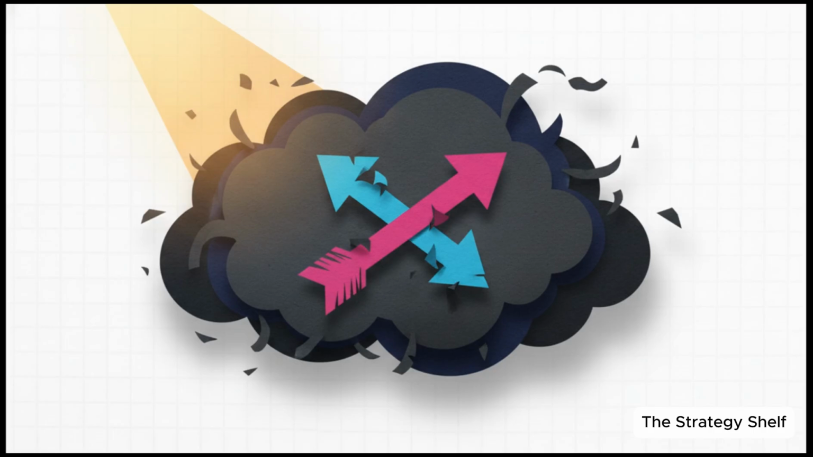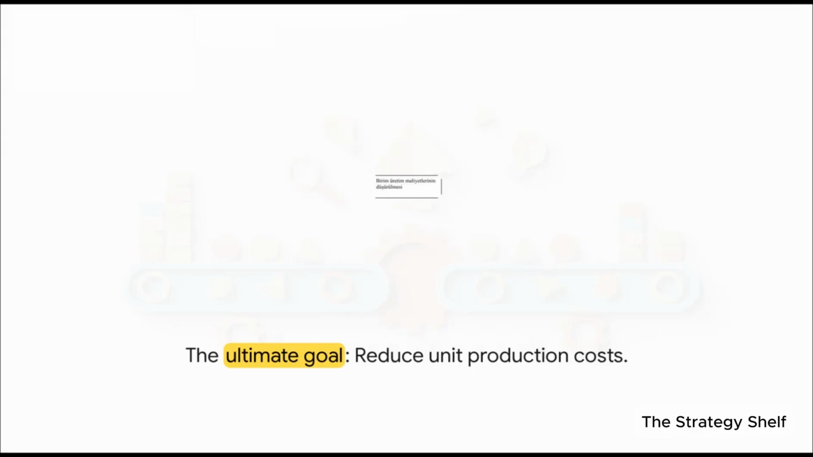This tool is designed to resolve the dramatic tension between two completely conflicting business needs, and it does it without forcing some weak compromise. Let's look at a real-world example from our research on a manufacturing firm so you can see exactly how this works in practice. We start by establishing the primary goal. In this case, the ultimate goal that everyone in the company agrees on is to reduce unit production costs.